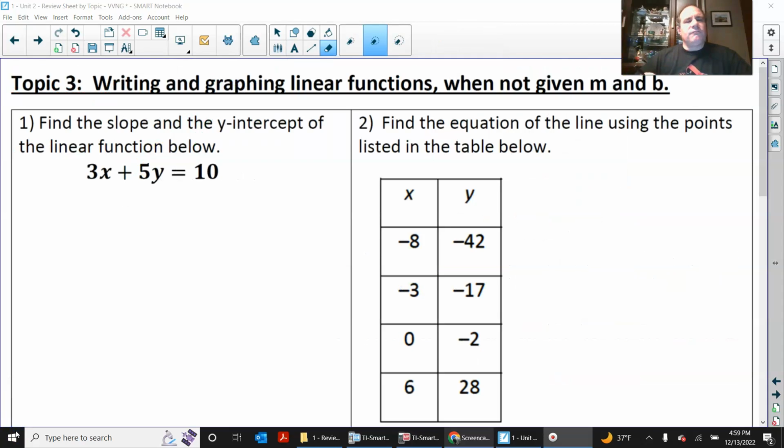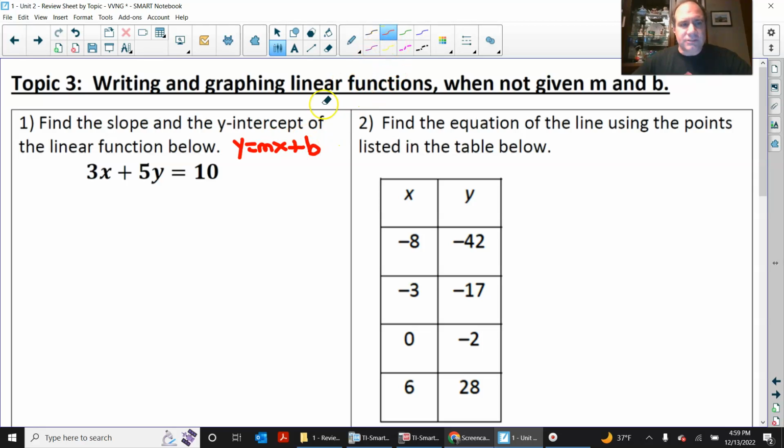Topic number 3, writing and graphing linear functions when not given m and b. Very simple. You have to solve for y equals mx plus b. That is the equation of a line. That's what we've been doing for the last like 2 months. So when you're asked to find the slope and the y-intercept, you must solve for y. So the way you solve for y, you have 3x plus 5y equals 10. Please don't say that the slope is in front of the x, the 3. It's not going to be that.